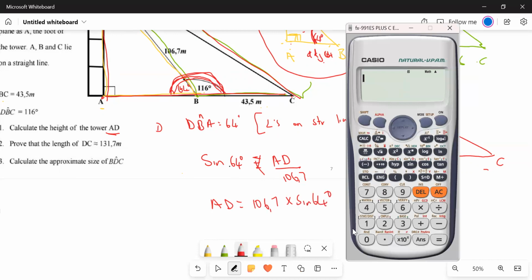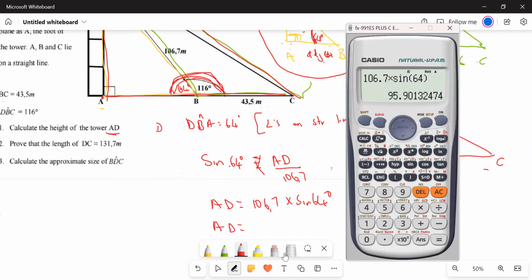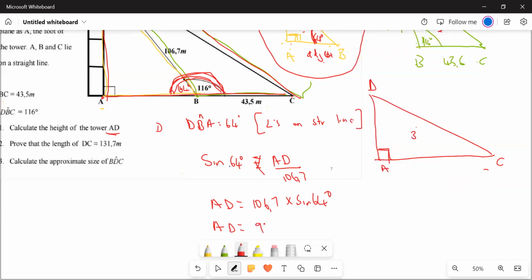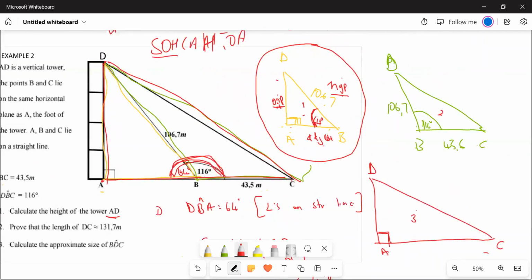Okay, let's do that. 106,7 multiplied by the sine of 64, close bracket. What are we going to have? It's 95,90. Let's go and update our diagrams then. Which one should we update? You should update this one again. So this one here, it's 95,9. This one here, it's 95,9. This one here, it's also going to be 95,9.